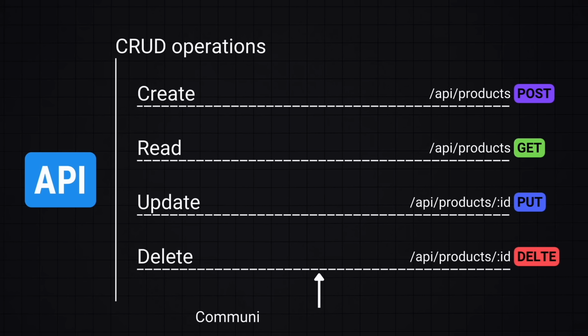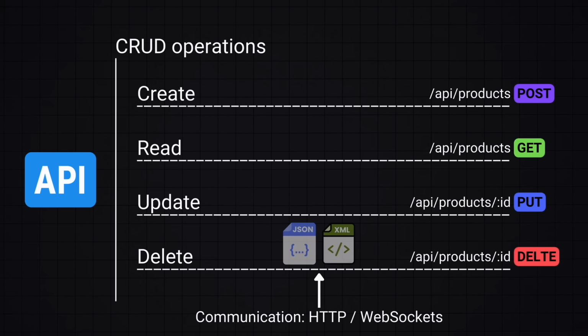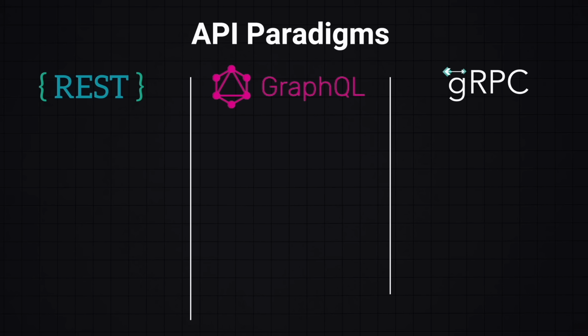Another part is to decide on the communication protocol that will be used, like HTTP, WebSockets or other protocols, and the data transport mechanism, which can be JSON, XML or protocol buffers. This is usually the case for RESTful APIs, but we also have GraphQL and gRPC paradigms. So APIs come in different paradigms, each with its own set of protocols and standards. The most common one is REST, which stands for Representational State Transfer.